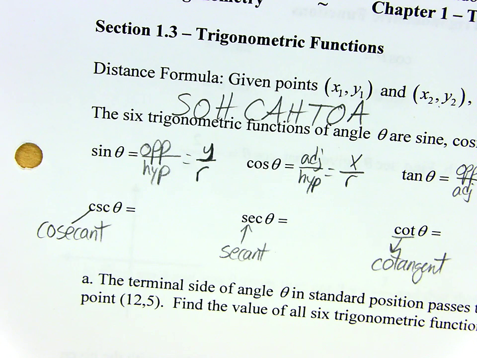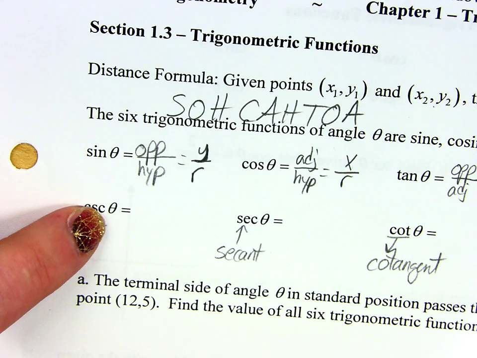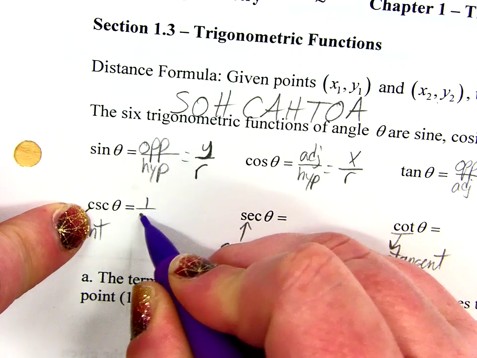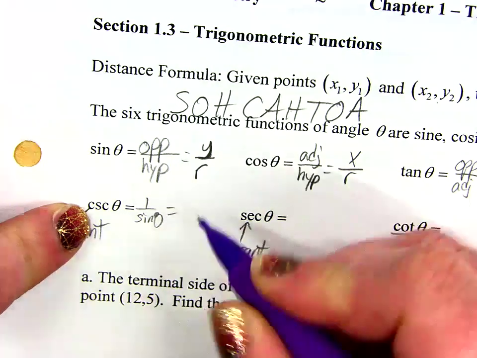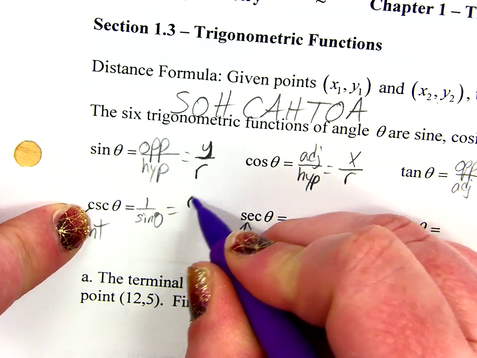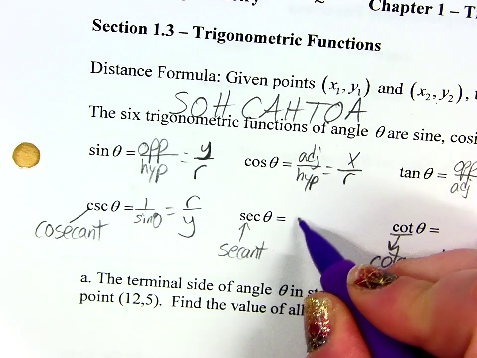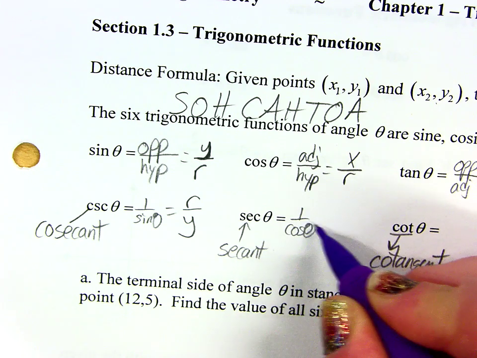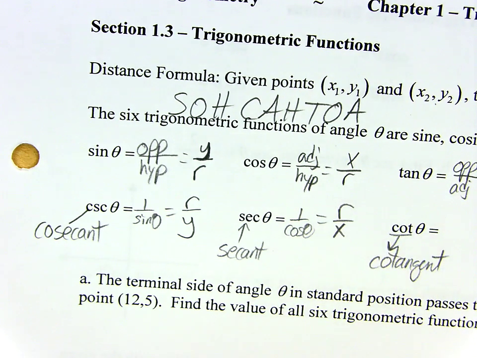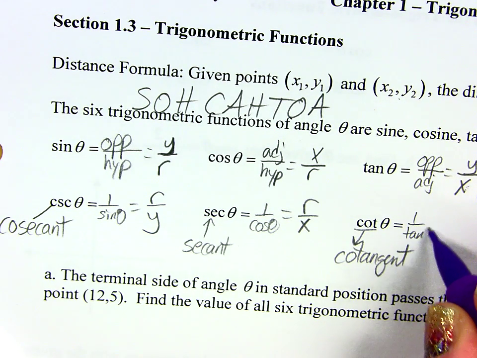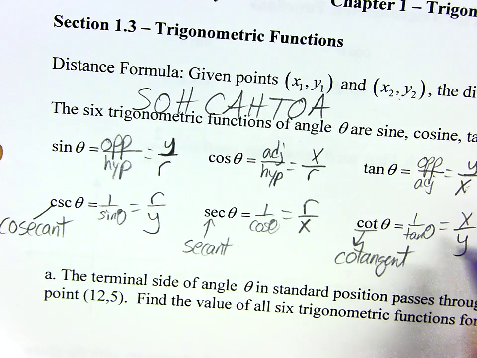So, what in the world are these things? Well, it's actually kind of cool. They are basically the reciprocal of the one that's right above it. So, cosecant is actually equal to 1 over sine, which is really just its reciprocal. So, I would have r over y. Similarly, secant would be 1 over cosine, or r over x. And cotangent, I just flip the tangent over, x over y.